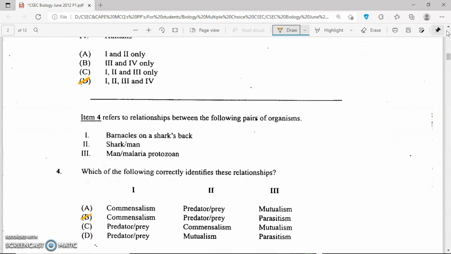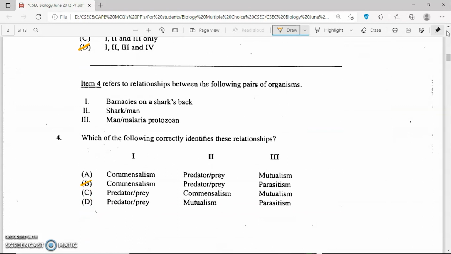Number 4. Item 4 refers to the relationships between the following pairs of organisms: barnacles on a shark's back, shark and man, man and malaria protozoan. Which of the following correctly identifies these relationships? So the answer here is B, because the barnacles on the shark's back, that's a commensalistic relationship.